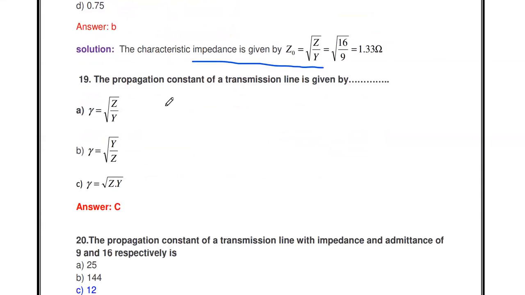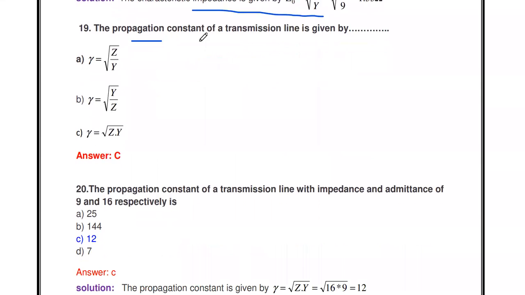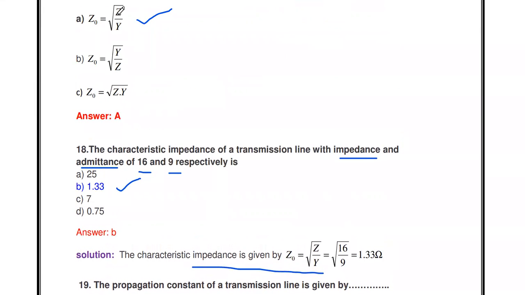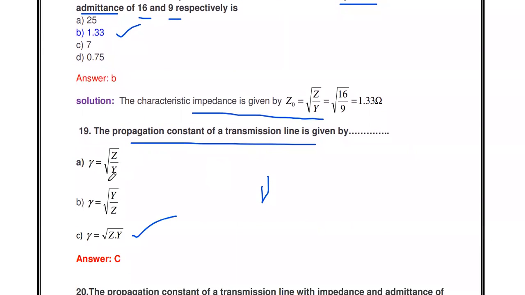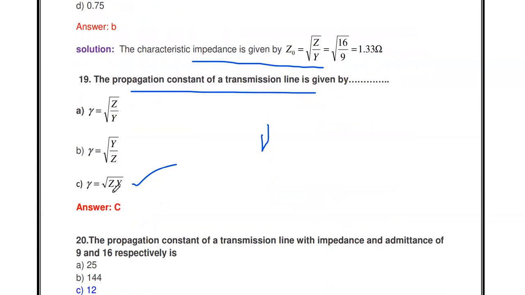Then the next one, the propagation constant of a transmission line is given by dash. So what is the notation for propagation constant? Gamma. So the propagation constant formula is: propagation constant equals square root of Z into Y. Characteristic impedance is nothing but square root of Z by Y, but the propagation constant is the square root of the product of Z into Y.